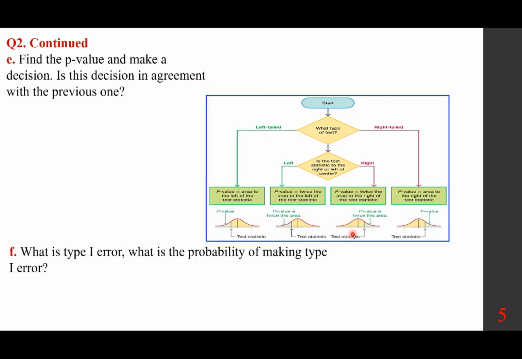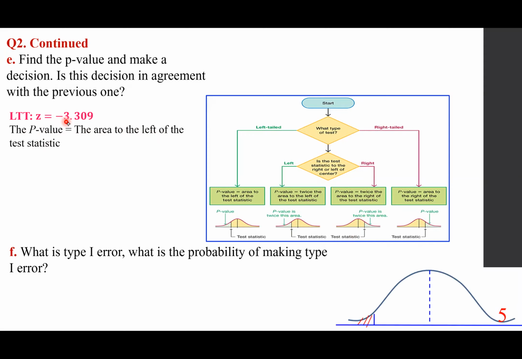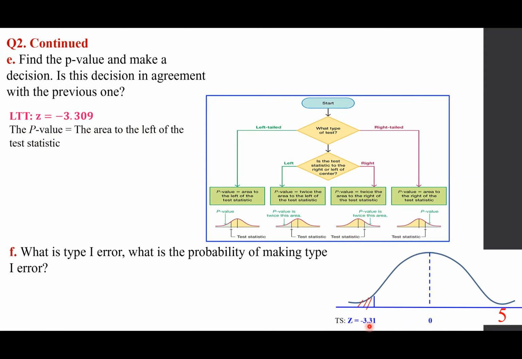This is a one-tail test, and therefore the p-value is the area to the left of the test statistic, which was negative 3.309, or roughly negative 3.31, so this area. Looking up the table or using technology, we get 0.0005.